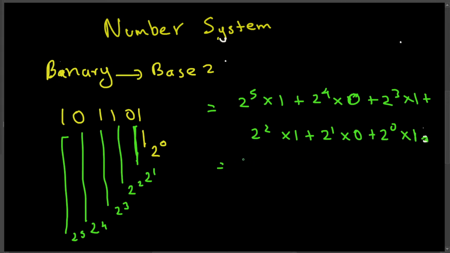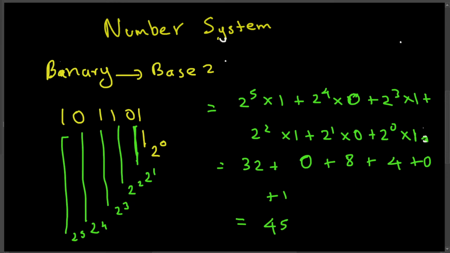2 to the power of 5 is 32. 2 to the power of 4 is 16. Times 0, so this is going to be 0. I'm going to write 0 here. And then 2 to the power of 3 is 8. 8 times 1, that is 8. And then 2 to the power of 2 is 4. 4 times 1, that's 4. Then 2 to the power of 1 is 2. 2 times 0 is 0 again. 2 to the power of 0 is 1. 1 times 1 is 1. And if we add them, 32 plus 8, 40. 40 plus 4, 44. 44 plus 1, that is 45.